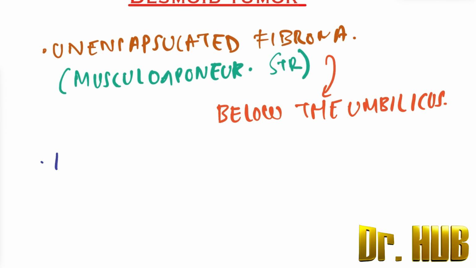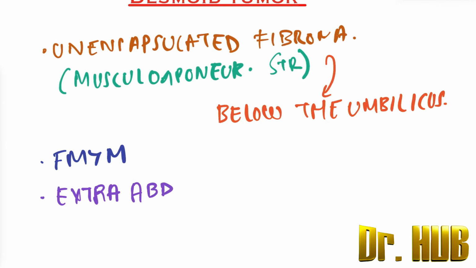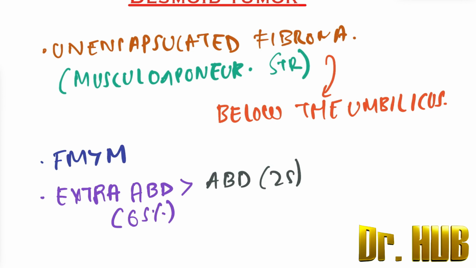Here it is the females which are greater than the males in terms of occurrence. It is extra-abdominal, which is about 65%. This is greater than abdominal, which is about 25%, and this is greater than the intra-abdominal, which is about 15%.